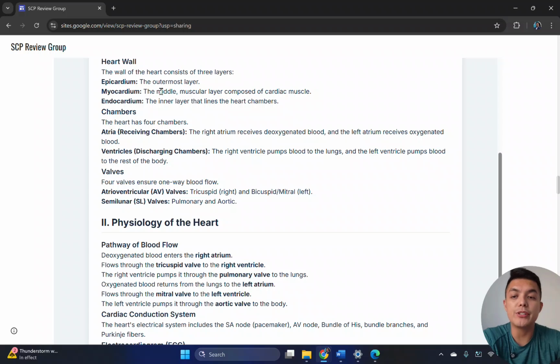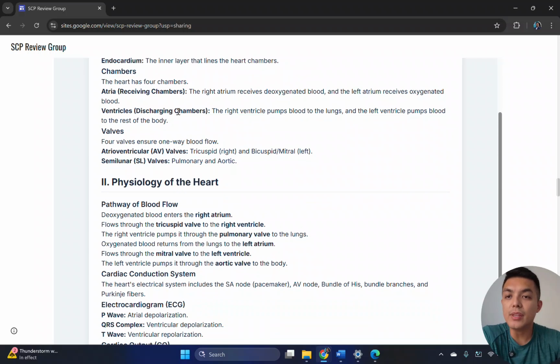And then next is the wall of the heart, which consists of 3 layers. The epicardium, which we've said earlier, is the outermost layer. Myocardium, the middle muscular layer composed of cardiac muscle. Next is the endocardium, which is the inner layer that lines the heart chambers. That's the endocardium.